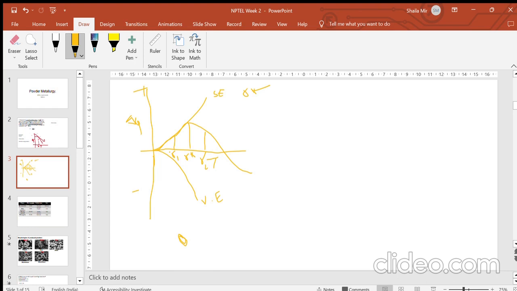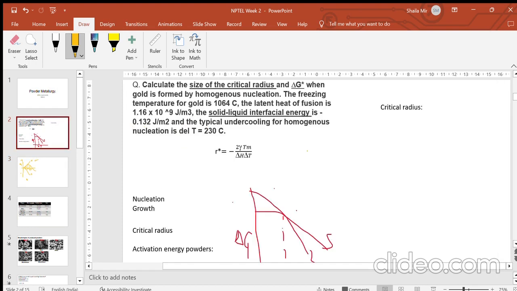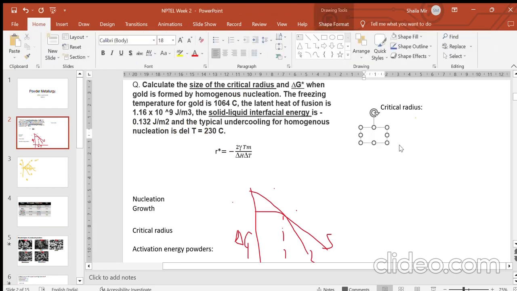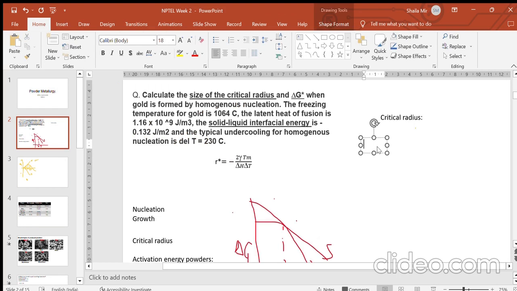So this is the main crux behind this problem, that we are trying to find the critical radius at which the particle will be nucleated and solidified from the melt and it will subsequently grow. So here, if you have to find the critical radius, first we have to see what is the data that is given in the equation.